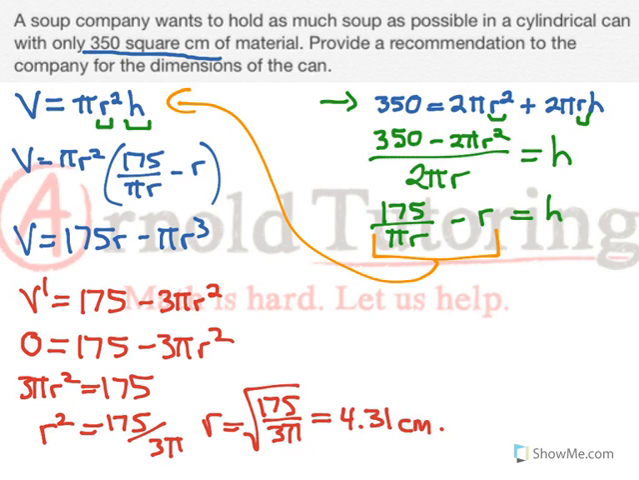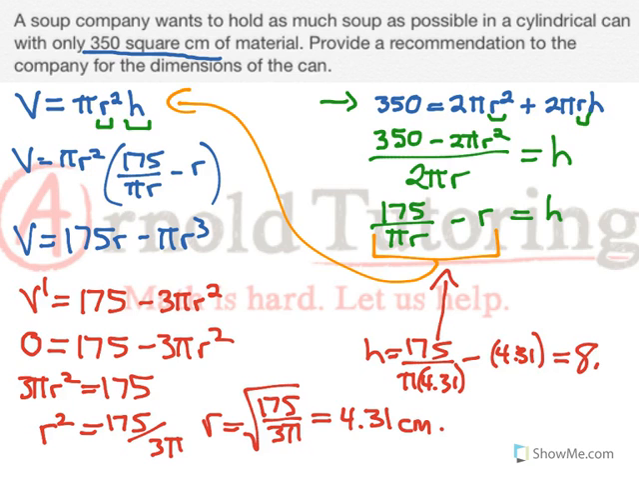So what this means is that when the radius is 4.31 centimeters on this can of soup, it's going to maximize the volume, given that we only have this 350 centimeters squared to work with. So it asks for the dimensions. We've got the r. The last thing we need is the h. So we just plug our r back in here, where we have h equals 175 over pi r minus r, and r is 4.31, and that'll give us an h of 8.62 centimeters. So these would be the two dimensions, the radius and the height, that you would recommend to the company.